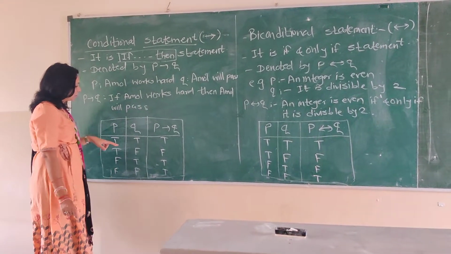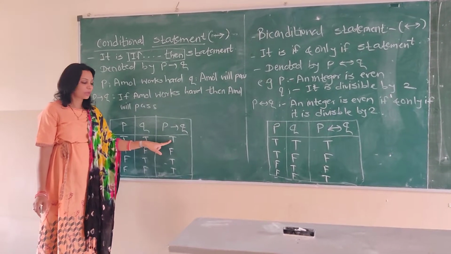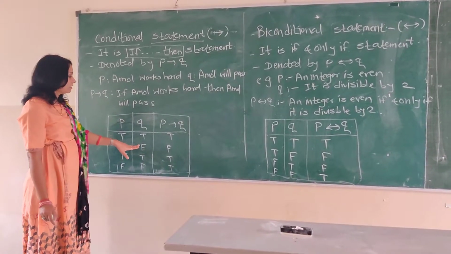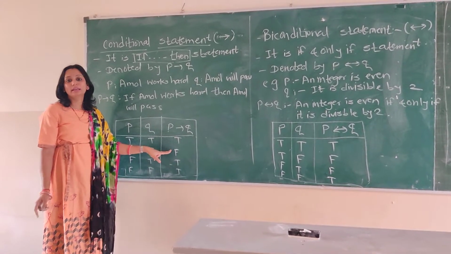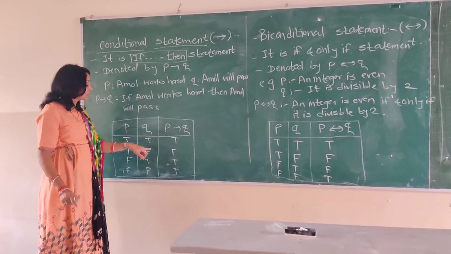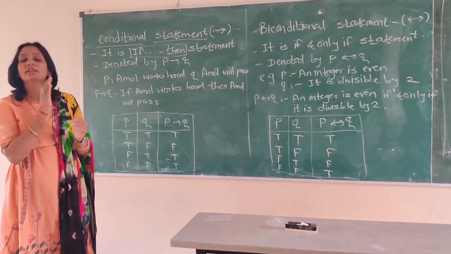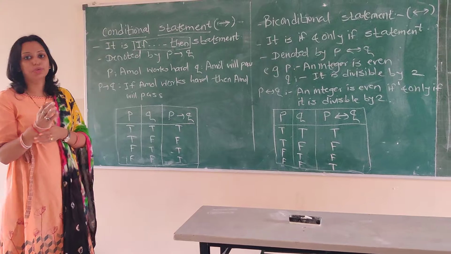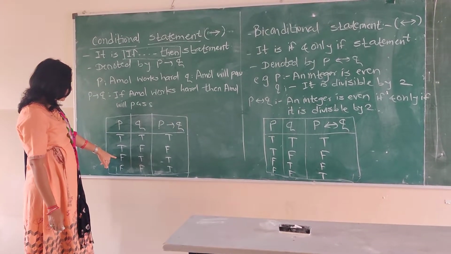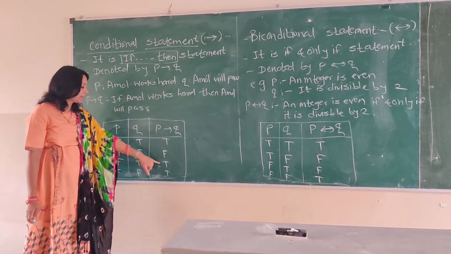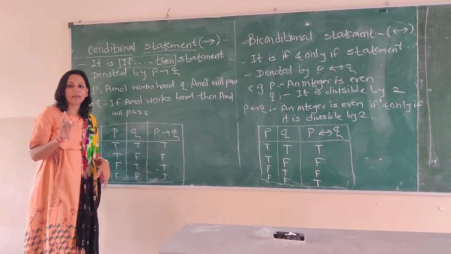So the truth value for them: when both the statements are true, you are getting the truth value true. When the first statement is true and the second one is false, you are getting the value as false because your second condition is false. It is necessary that the first condition always has the truth value true. When you are having the proposition P as F and Q as T, we are getting the truth value as true, and when we are having both the values as false, you are getting the value as true.